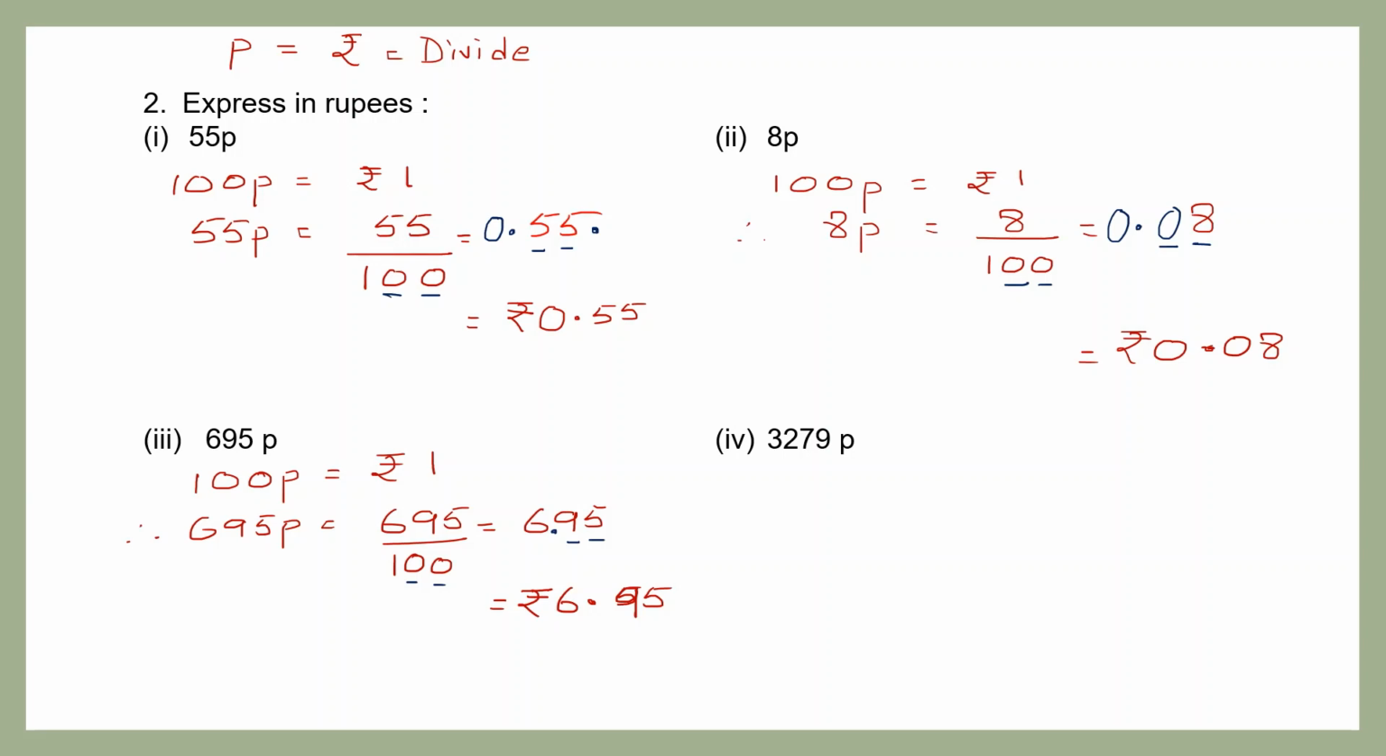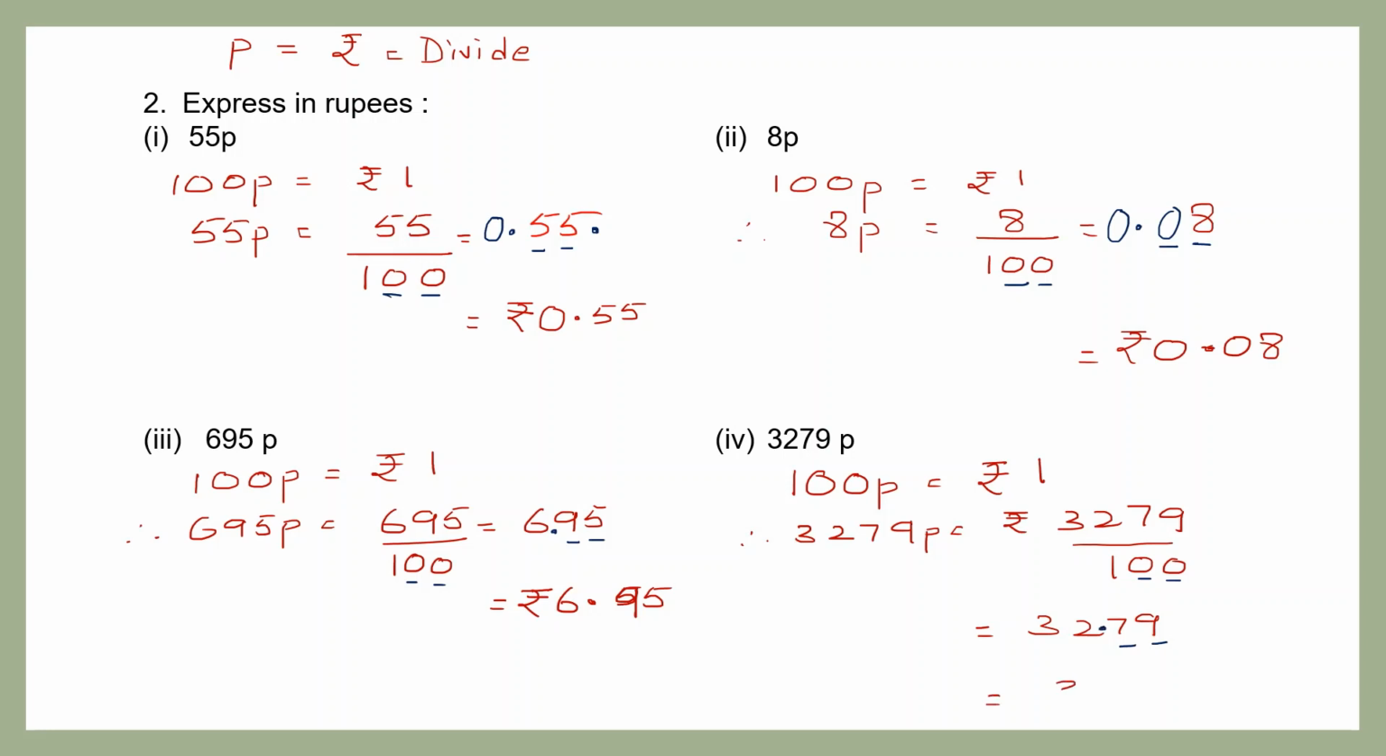Question 4, 3279 paise converted to rupees. So let's start. 100 paise make 1 rupee. Therefore, 3279 paise will be 3279 divided by 100. So let's write it as a whole number, 3279. And since 100 has 2 zeros, I move my point 2 places to the left and my point comes here. So what is my final answer? 32.79. So that's 32 rupees 79 paise.